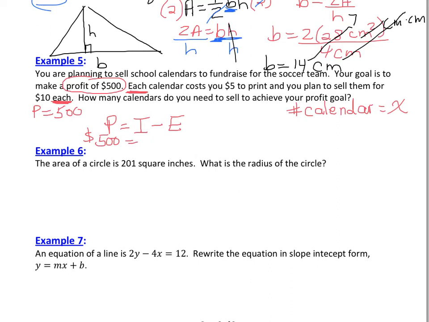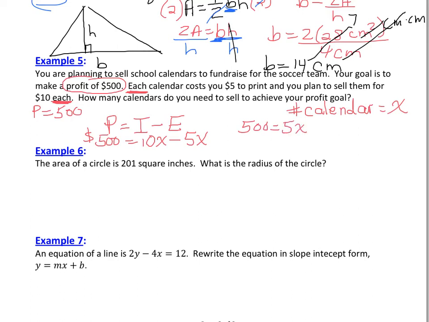We're going to make $10 of sales for every calendar, so that would be $10 times every calendar that we sell. However, it costs us money to make the calendars, so we have to subtract out our expenses. And for every calendar, that means multiplication, we have to spend $5. So we have 500 equals 10x minus 5x, which is 5x.